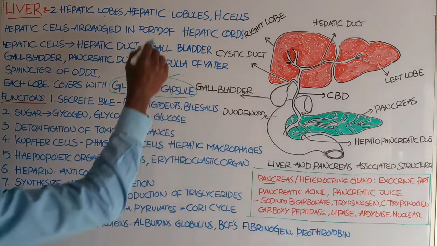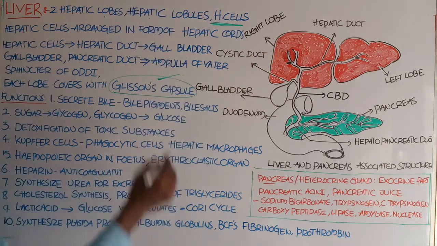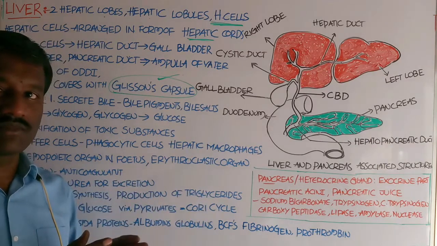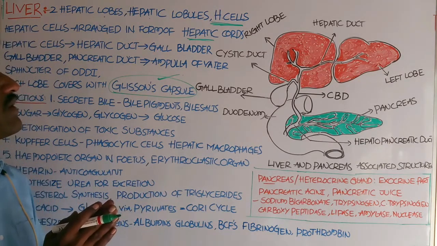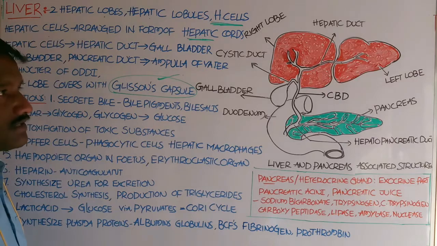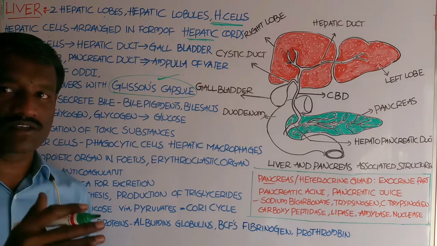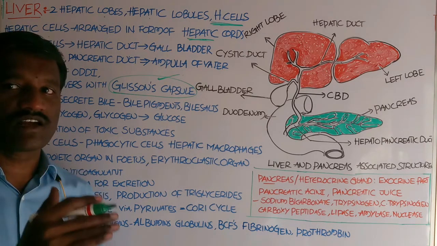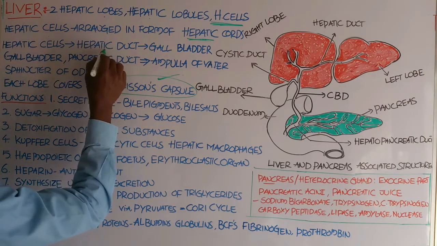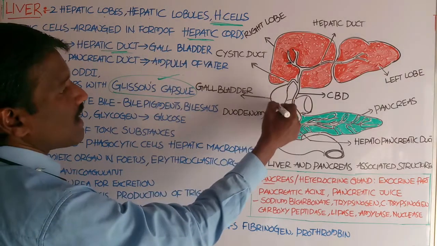Next, each hepatic lobule consists of hepatic cells. These hepatic cells are arranged in the form of hepatic cords. Cords means a straight line like arrangement. The main function of the hepatic cells is the secretion of bile. The hepatic cells open into the hepatic duct, and the hepatic duct opens into the gallbladder.